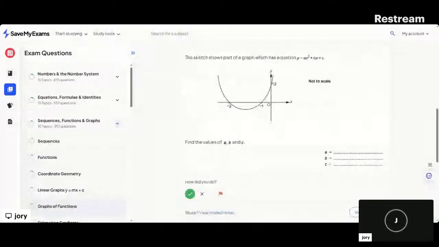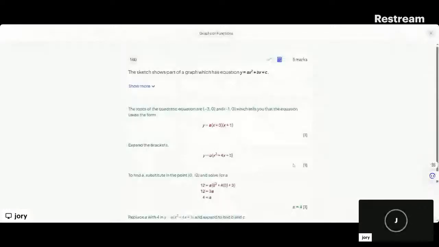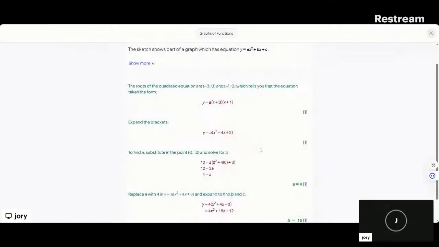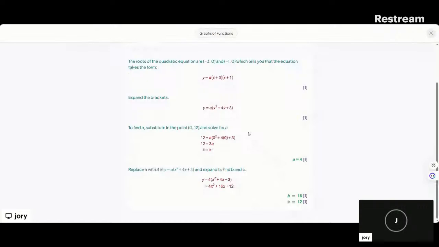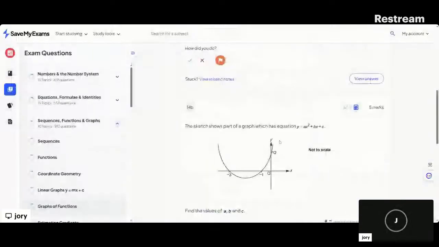This is 5 marks. First mark is for... What was that? I didn't do that. The root from the quadratic equation of this such that... that's not what I wrote. Oh well, that's okay.